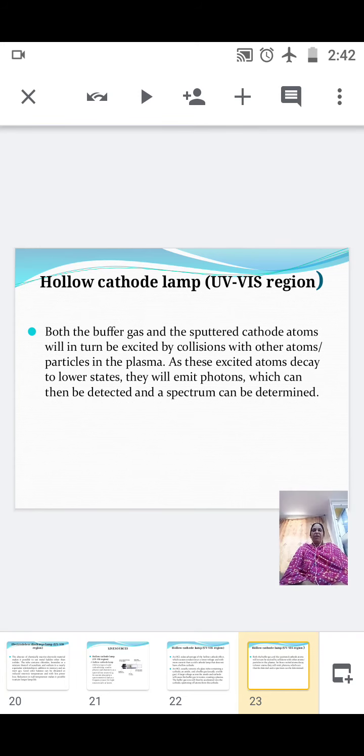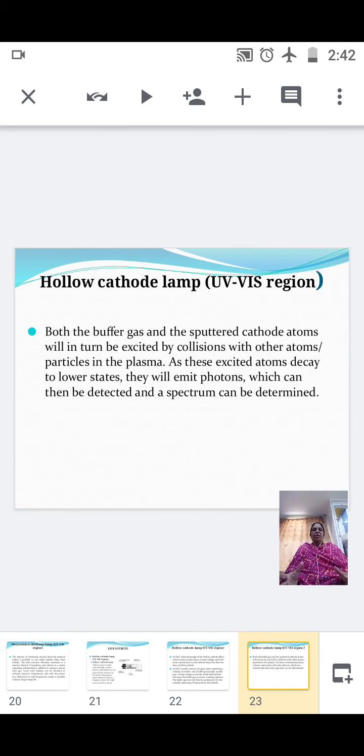So what is happening in a hollow cathode lamp? An HCL consists of a glass tube which contains a cathode and an anode. You have a buffer gas, also usually made up of a noble gas. A large voltage across the anode and cathode will cause the buffer gas to ionize. The gas is placed inside the envelope.